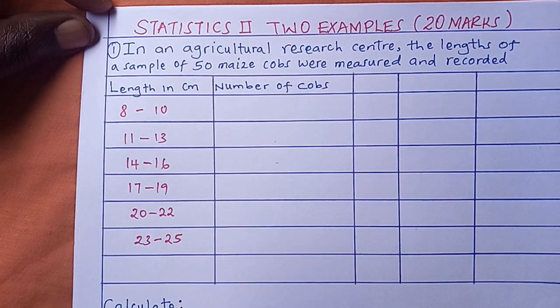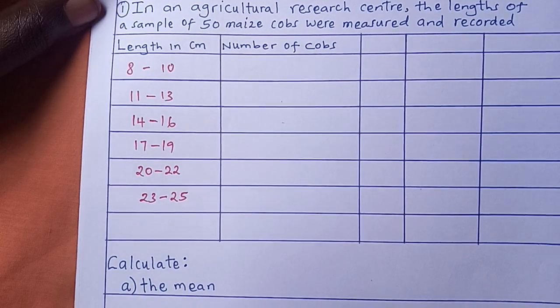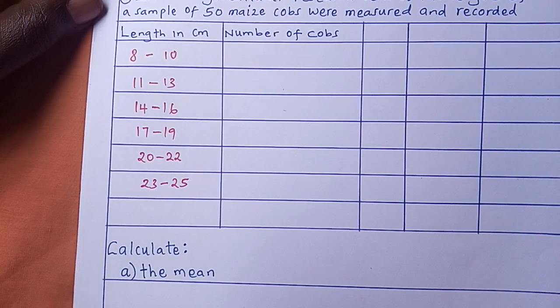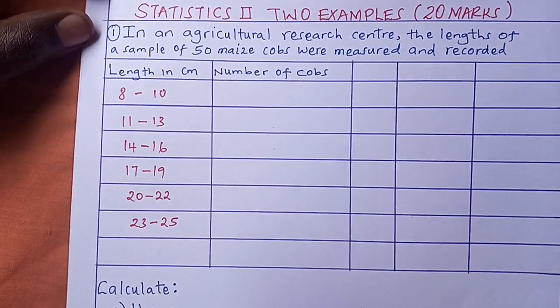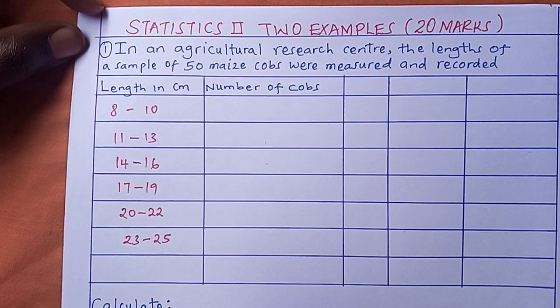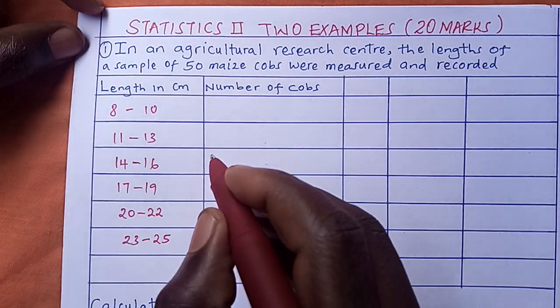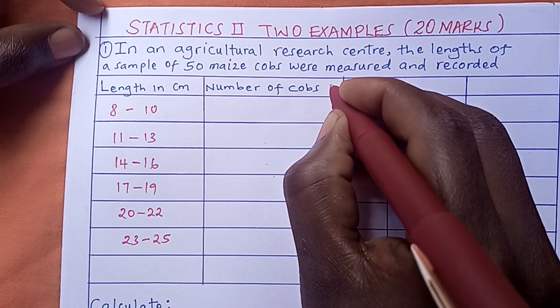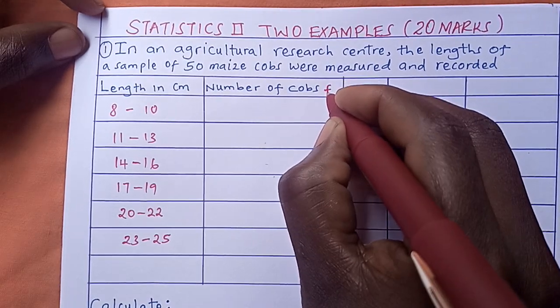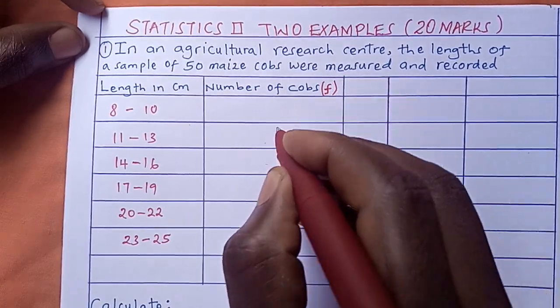So what are we supposed to do? We are supposed to calculate the mean, the variance, and the standard deviation. That is what we have to do in this discussion. The number of cobs stands for frequency. We can write F like this. This one is frequency.